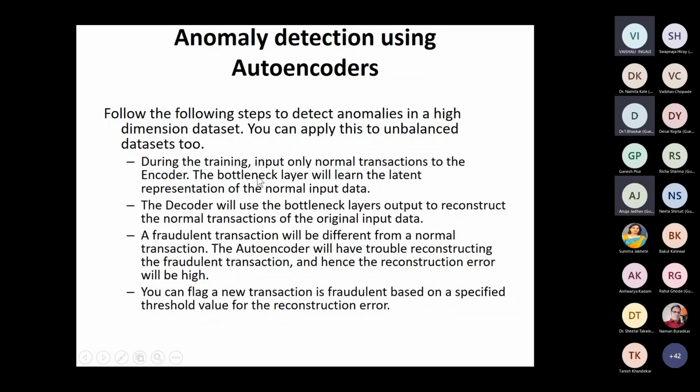The bottleneck layer will convert it to the latent representation. Then we do require a decoder. The decoder will take the input from the bottleneck layer and reconstruct the original one. Wherever there is a fraud transaction, the autoencoder will have trouble reconstructing the original data. So here the reconstruction error will be high, and then we will say that an anomaly exists in a particular data.